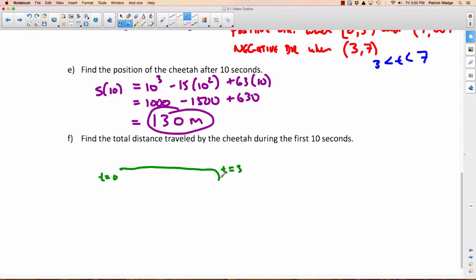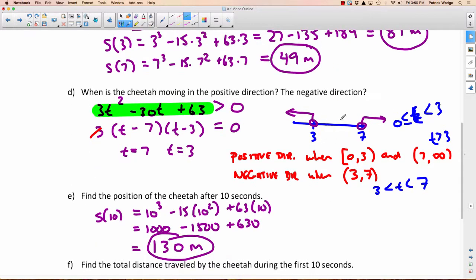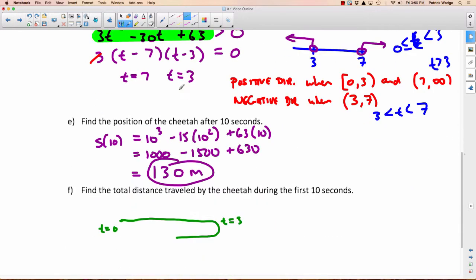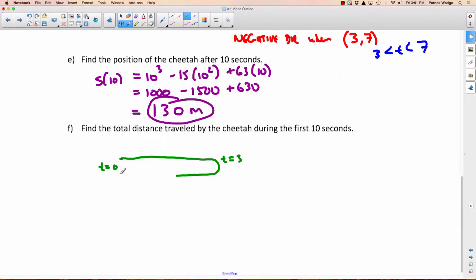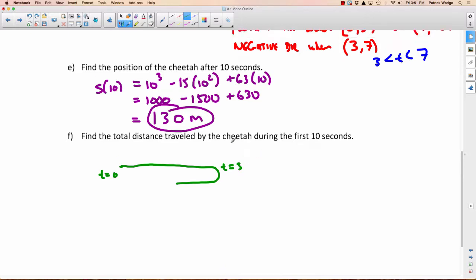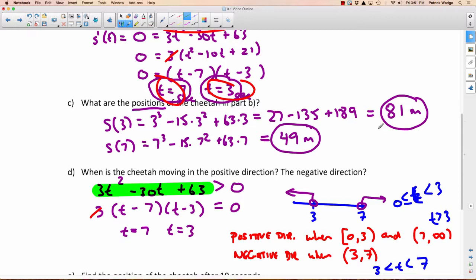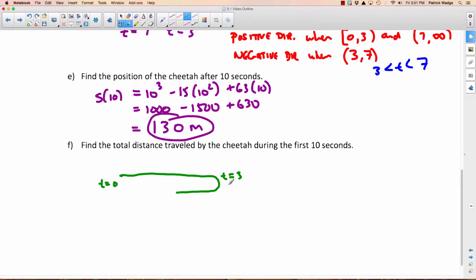What it's going to do then is it's going to be momentarily stopped as it turns around, and it's going to be traveling back this way, in the negative direction, until t equals 7 seconds, when it comes to rest again. Now we need positions for both of these. We already have a position for time 3. We did that up here. The position at time 3 was 81 meters. So we know that this is 81 meters.